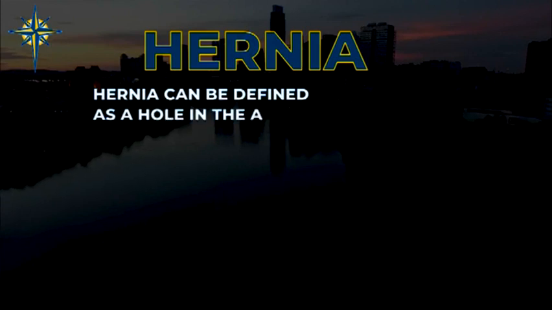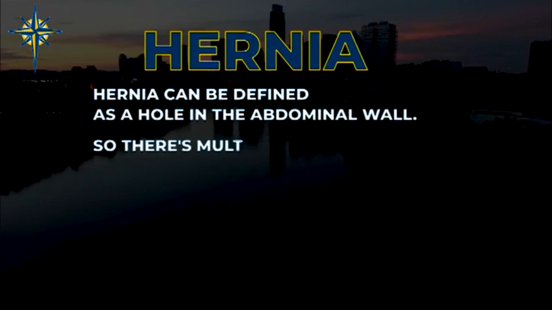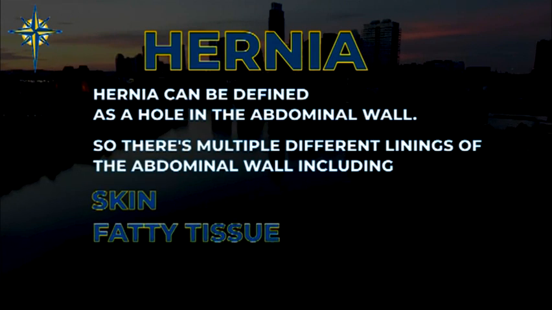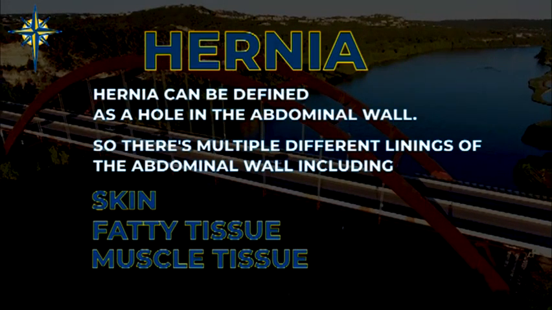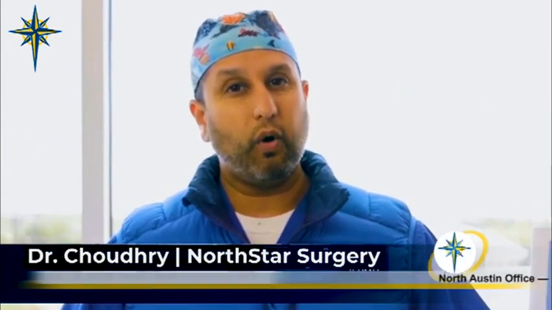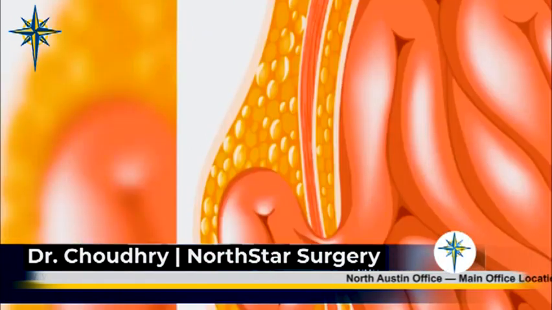So a hernia is actually defined as a hole in the abdominal wall. There's multiple different linings of the abdominal wall, including skin, fatty tissue, muscle tissue, kind of a thick collagen lining, and then everything on the inside. And if you develop a hole anywhere in that lining, that's defined as a hernia.